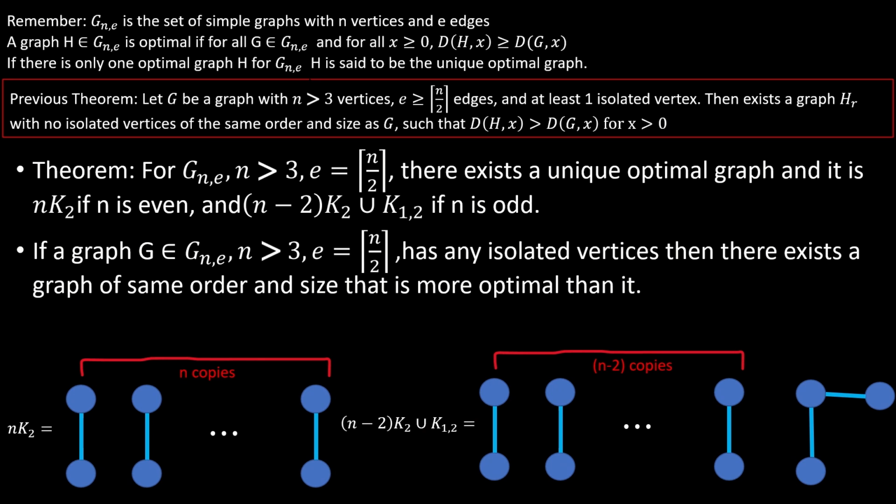Intuitively, this is because we just barely have half as many edges as we do vertices, so we can really only pair the vertices up with each other in components of K sub 2, as otherwise we'd have too many edges in one place and isolated vertices elsewhere.